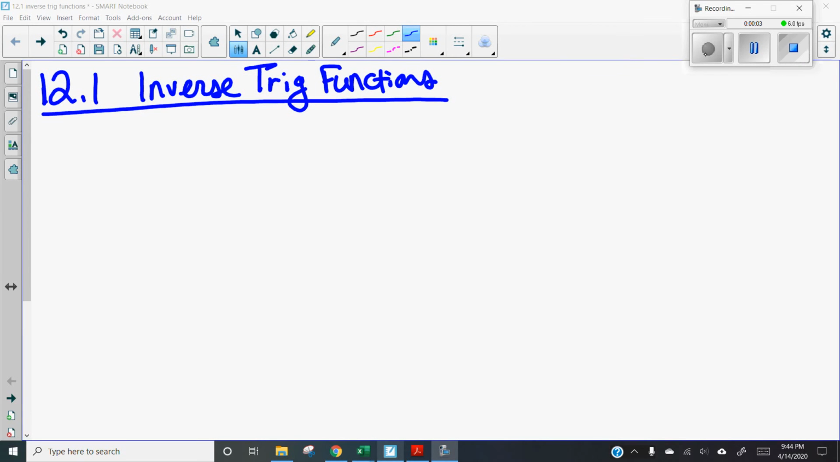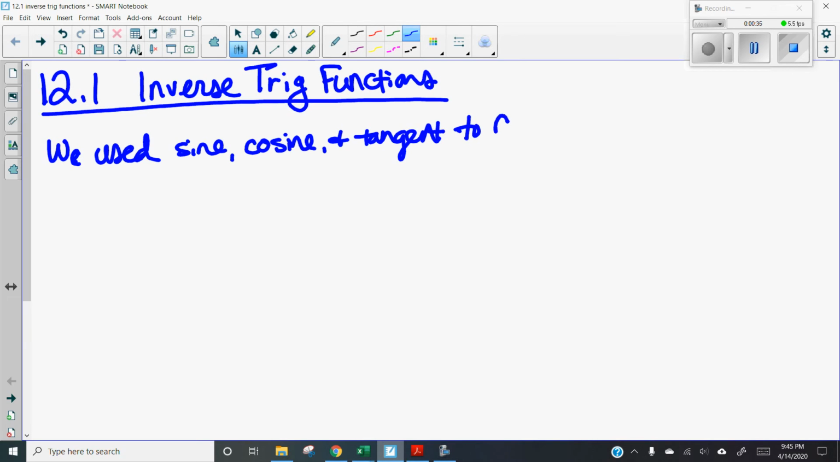Welcome back, everybody. We are continuing with 12.1, but today we're looking at what we call the inverse trig functions. We'll see how this relates to what we did yesterday. So far we have typically used sine, cosine, and tangent to find missing side lengths of a triangle. In fact, let's write that out. So we used sine, I'm writing out the whole word here, cosine, and tangent to find missing sides of a triangle.